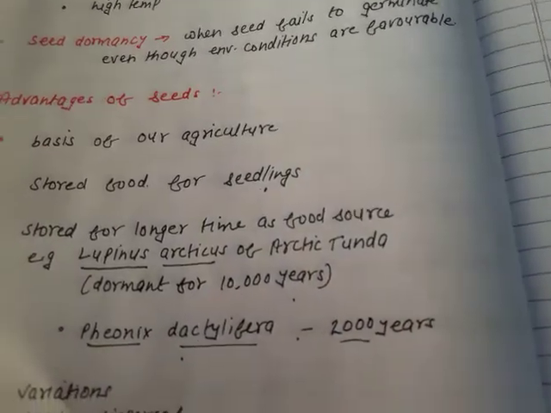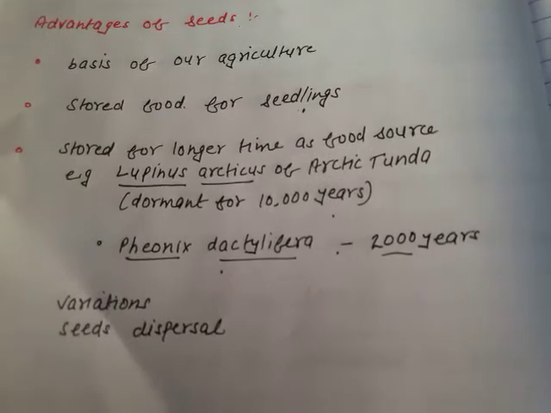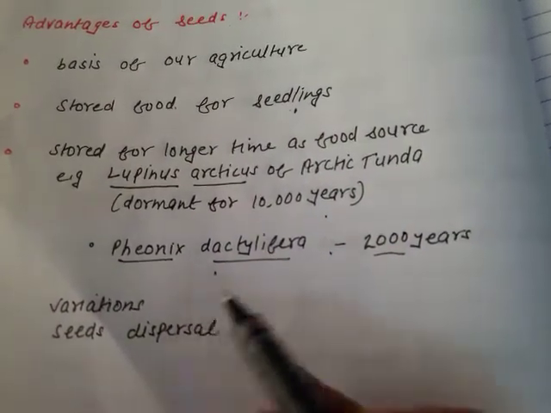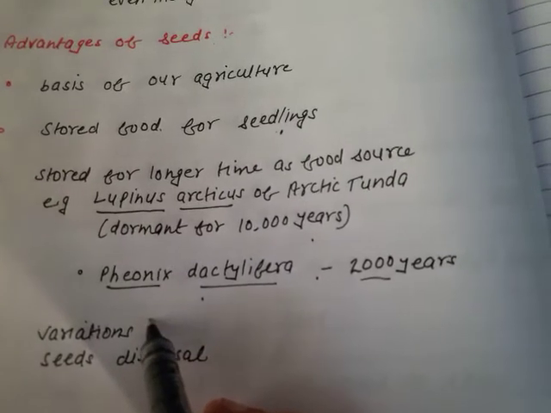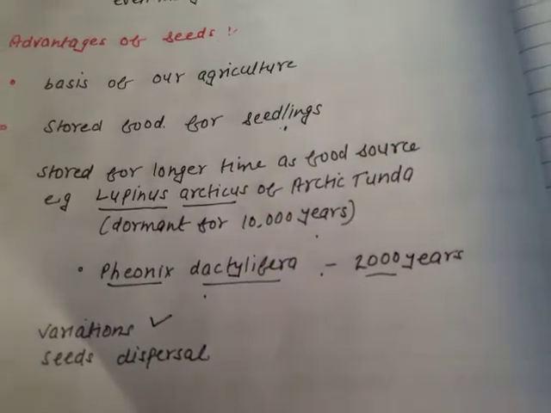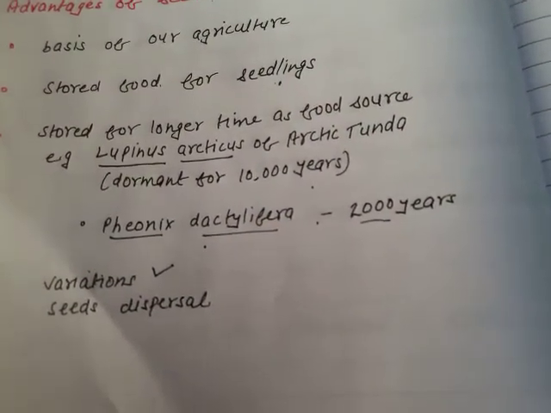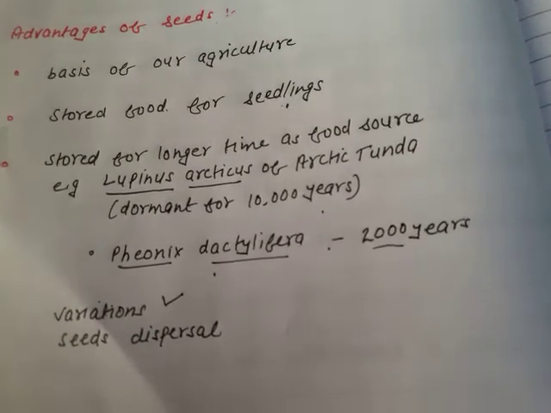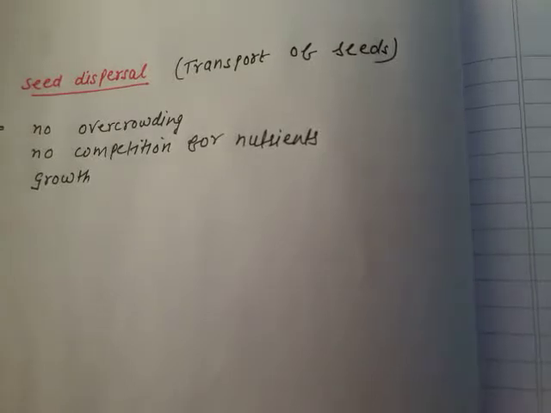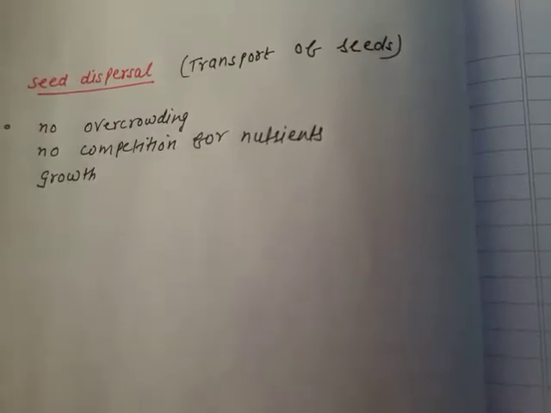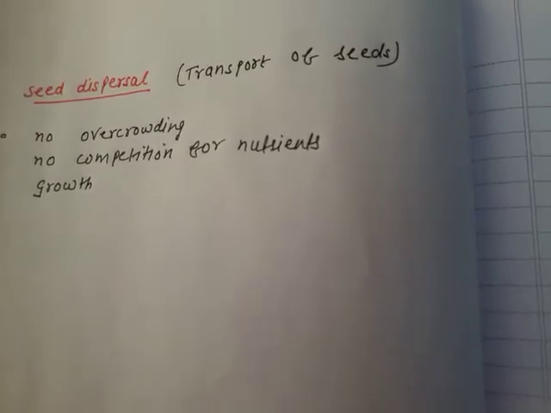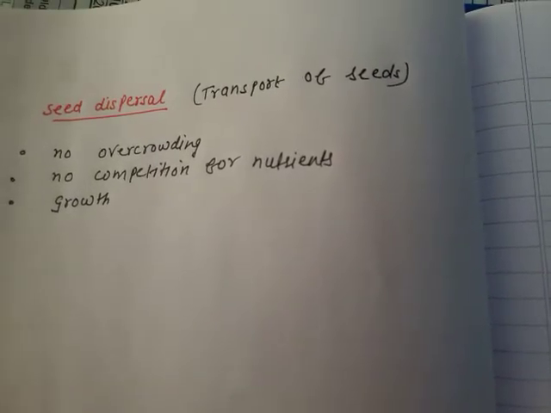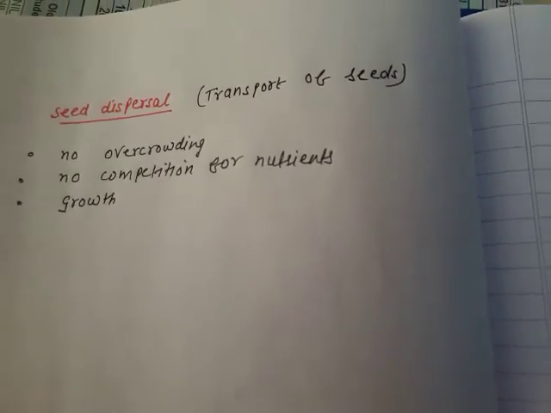Next point is a very common point, variations, because seeds are the product of sexual reproduction, so genetic recombinations will be there. Last point is the seed dispersal. Seed dispersal is actually the movement or transport of seeds away from the parent plant. And what is the importance of seed dispersal?